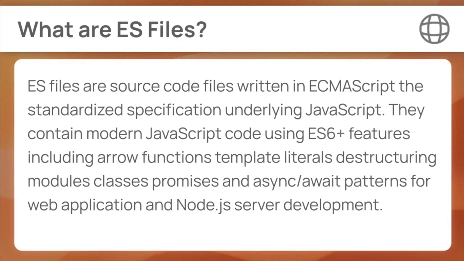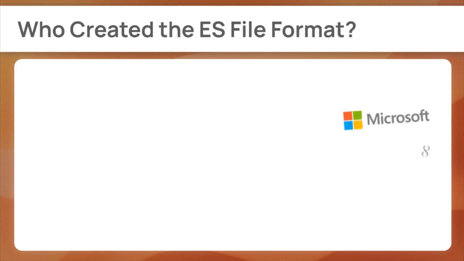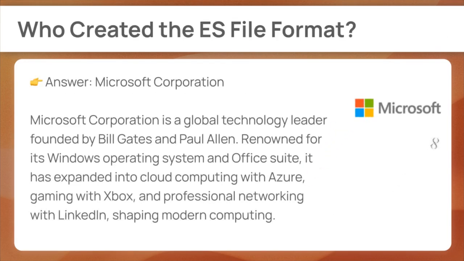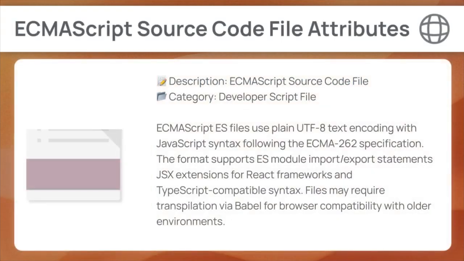They contain modern JavaScript code using ES6+ features, including arrow functions, template literals, destructuring, modules, classes, promises, and async await patterns for web application and Node.js server development. ECMAScript ES files use plain UTF-8 text encoding with JavaScript syntax, following the ECMA 262 specification.